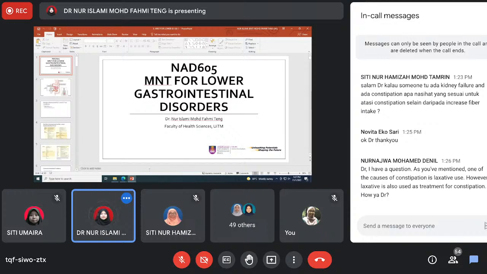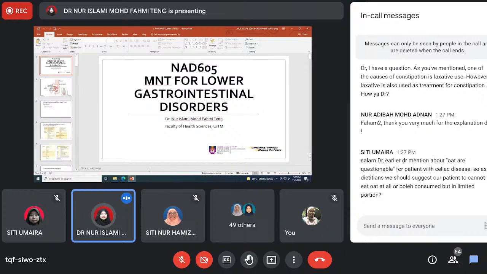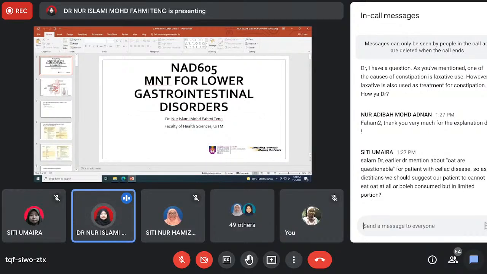Apa ni? Amiza, kidney failure, constipation. Okay. Those yang ada kidney failure, ada constipation, yang ni kita kena tengok individualize. You need to do nutrition assessment. I cannot say that those with constipation for kidney failure, you need to increase water intake, because somehow it may not be suitable for them sebab mereka ada kidney failure. So do assessment to them. Adakah dia kidney failure tahap berapa? Dia sesuai tak minum air lebih?